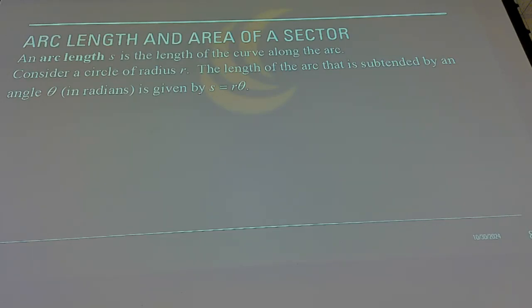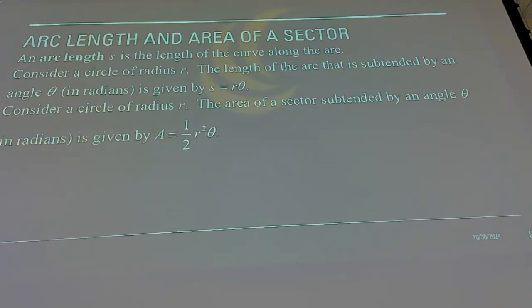Again, a circle of radius r. The area of a sector subtended by an angle, once again, has to be measured in radians, is given by A equals a half r squared theta.